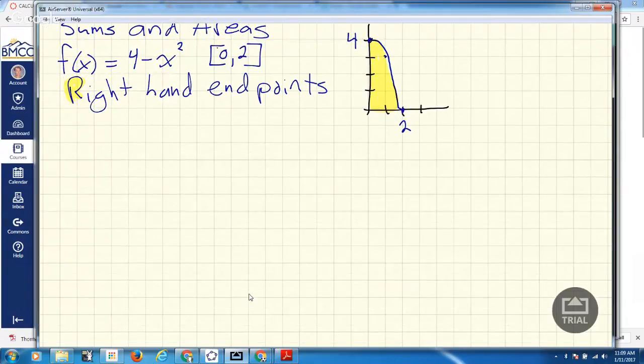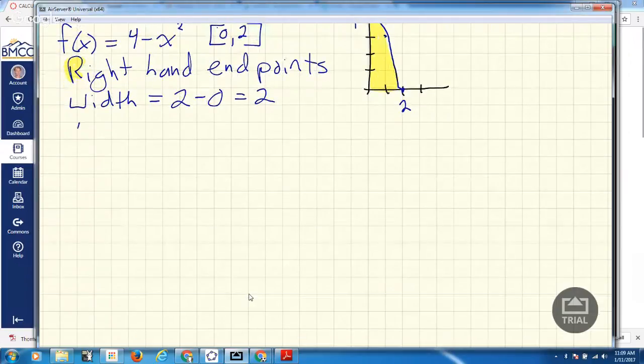We're going to consider the width of the interval if we want to get equally distributed widths. And our width here is the right-hand endpoint minus the left. 2 minus 0 is 2. And we are going to break this up into n chunks. So we're going to say delta x is that total width divided by n. So each little rectangle will have a width of 2 over n.